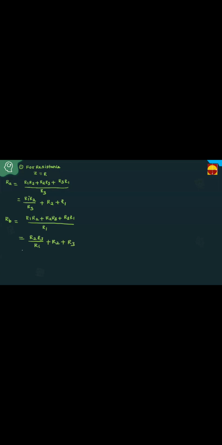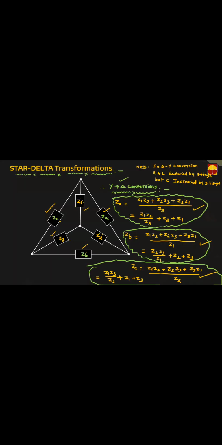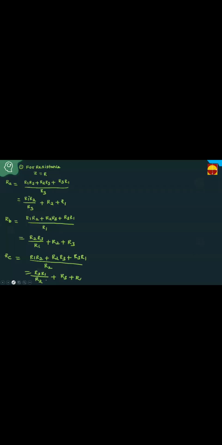Then the last one is RC. R1 R2 plus R2 R3 plus R3 R1 divided by R2. How to write R3 R1 by R2 plus R3 plus R1? Just divide with R2. You can get this as Z1 Z3 by Z2, so R1 R3 by R2 is R1 R3. R3 R1 or R1 R3, whatever, both are the same. You write R1 into R3 or R3 into R1 plus R3 plus R1. This is for resistance.